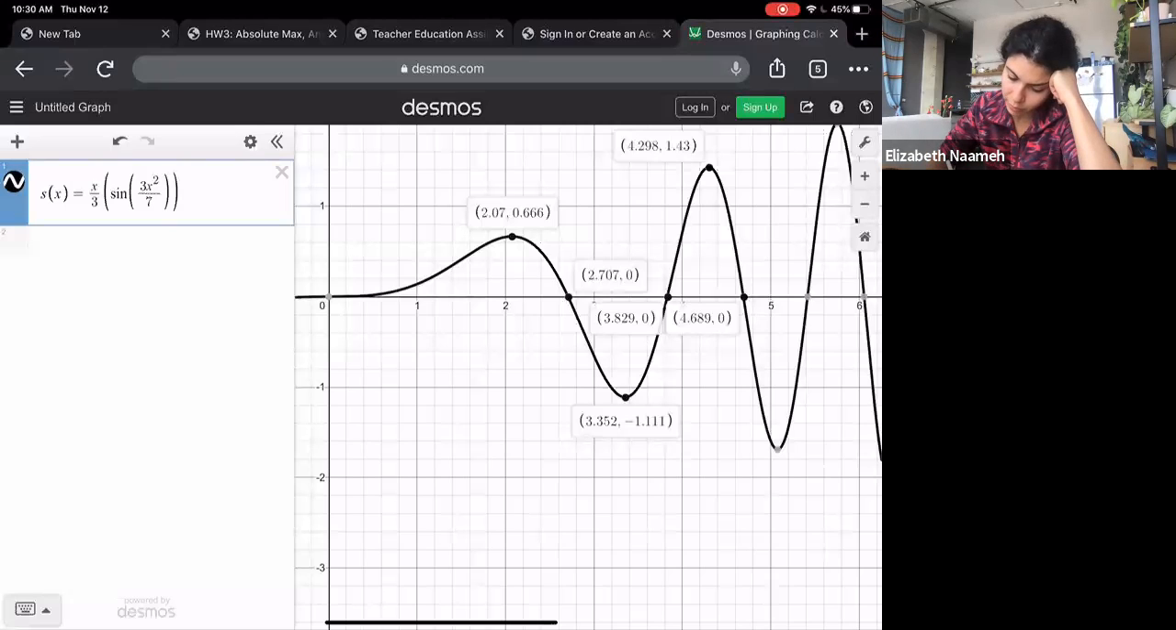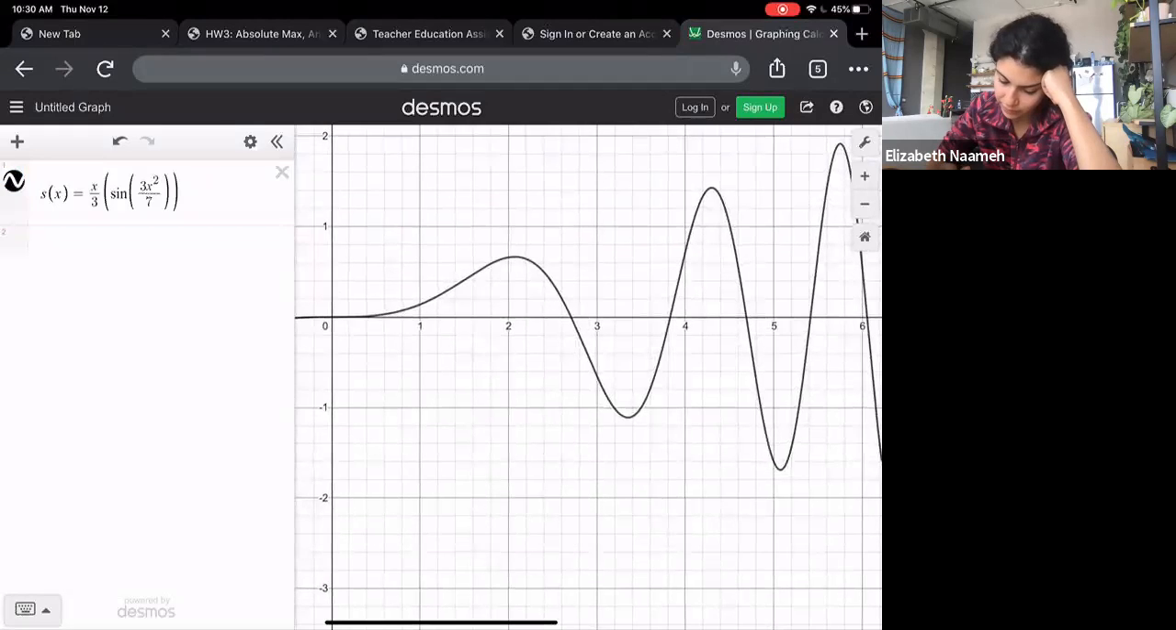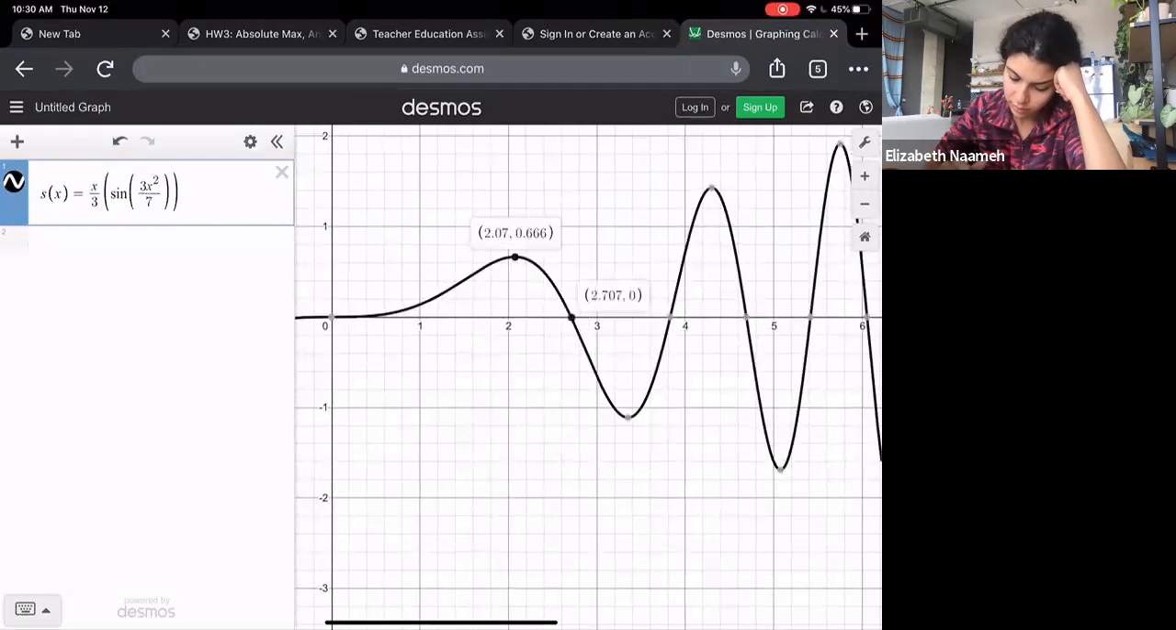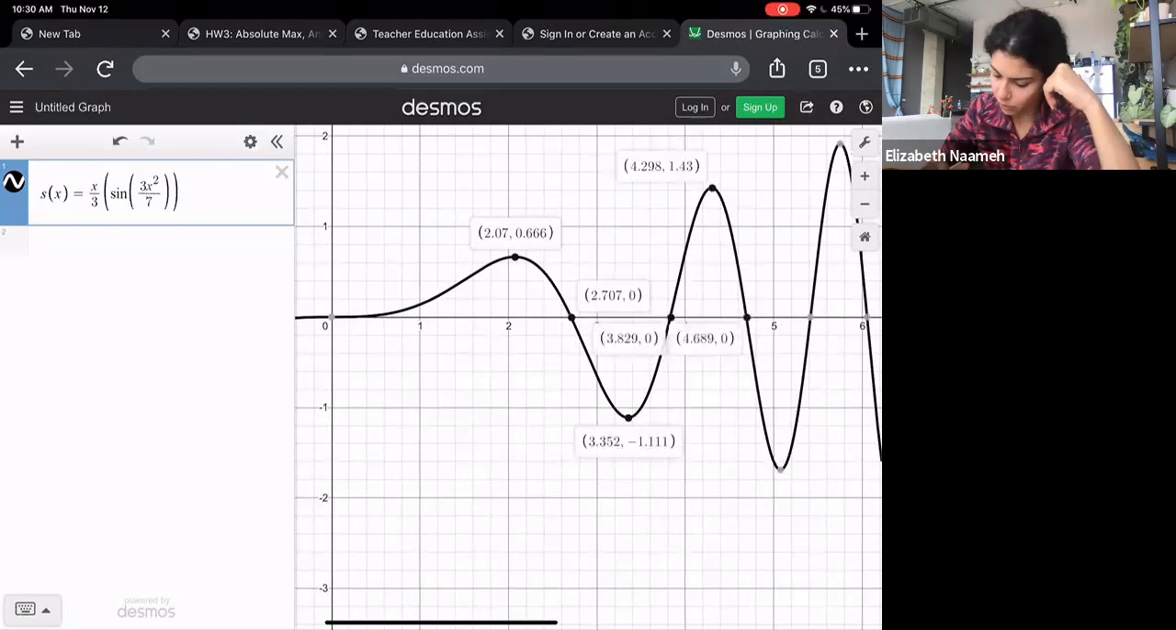We have then a 0 at 3.829. We have a max at 4.298. And then we have a 0 at 4.689. This last min is outside of the interval because it's 5.076 and we're only looking to number 5. So you would copy just those ones.